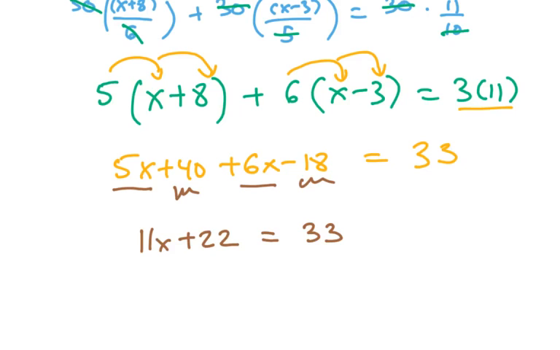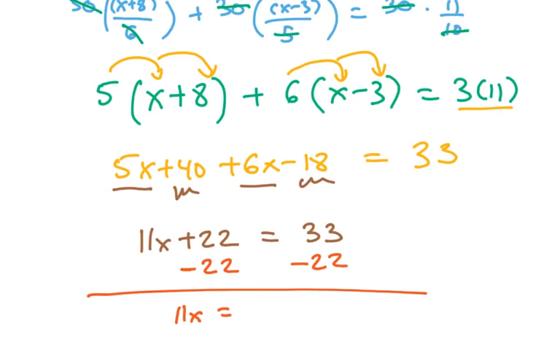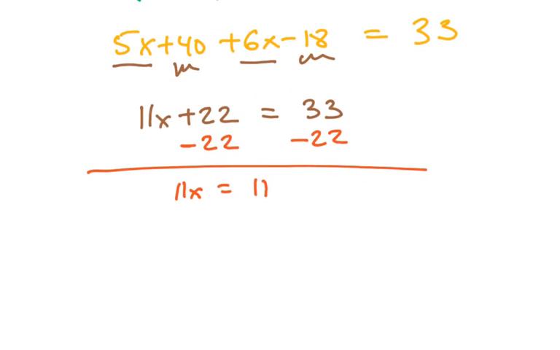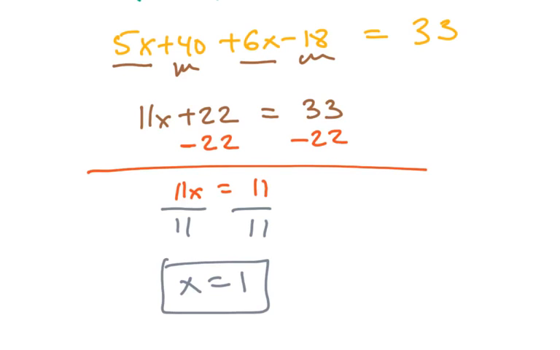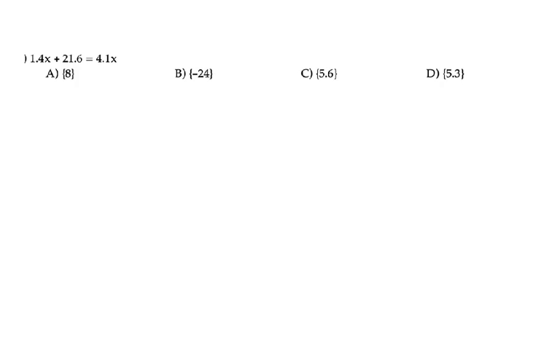So we have numbers on the right side. So we're going to subtract 22, which is 11x equals 11. So it should be pretty apparent here that x is 1, but if you wanted to divide, see x is 1. And there's our answer. On to the next one. Remember also, you can always check your answers.